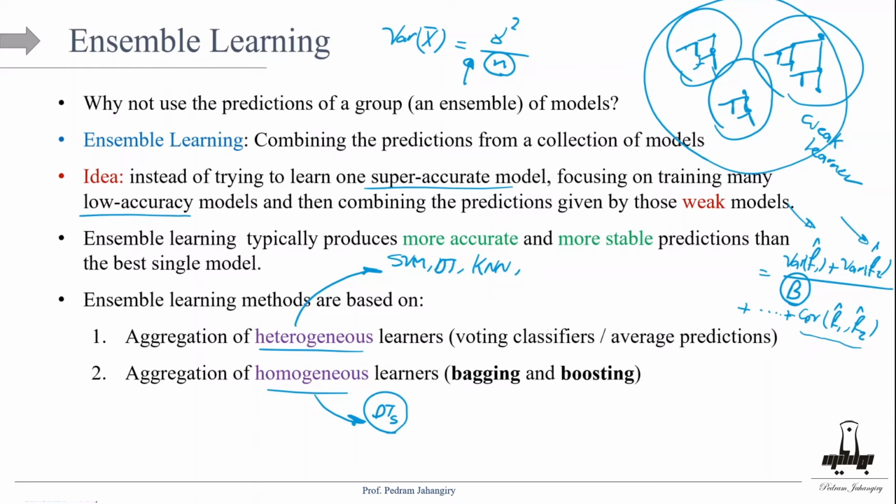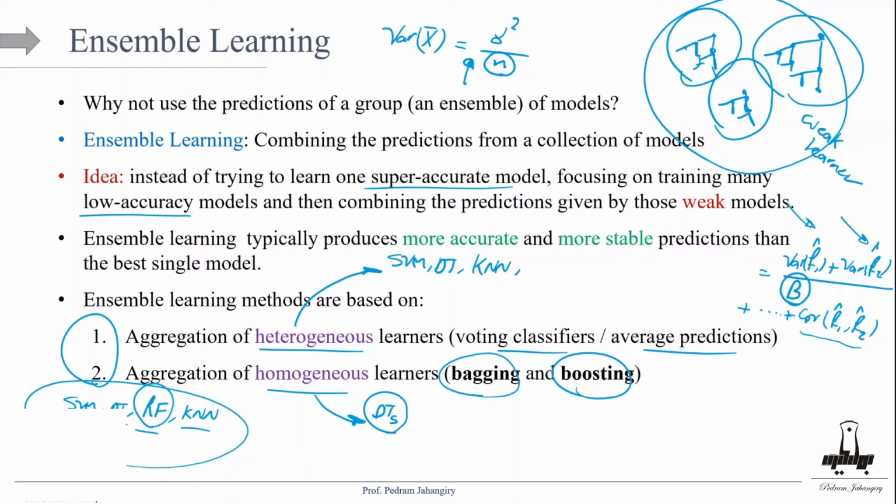For heterogeneous learners, we end up with voting classifiers or average predictions. For homogeneous learners, we do either bagging or boosting. Both involve the idea of bootstrapping from the same data set thousands of times. Of course, we can also have a combination of the two. Let's say we have SVM, decision trees, random forest itself, and KNN. Random forest itself is an aggregation of homogeneous learners, and these others are heterogeneous ones, so it's a combination of them all. This is called combined models.